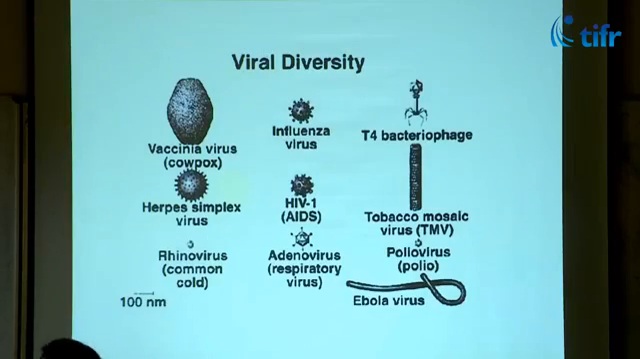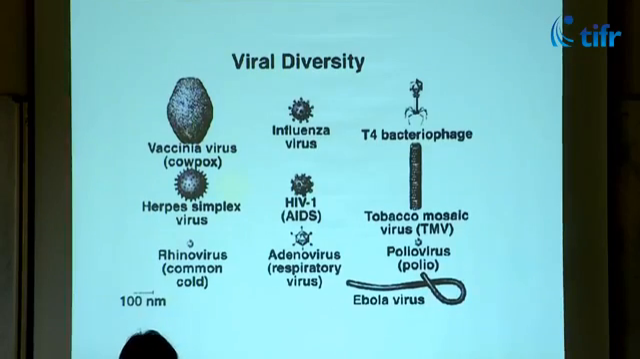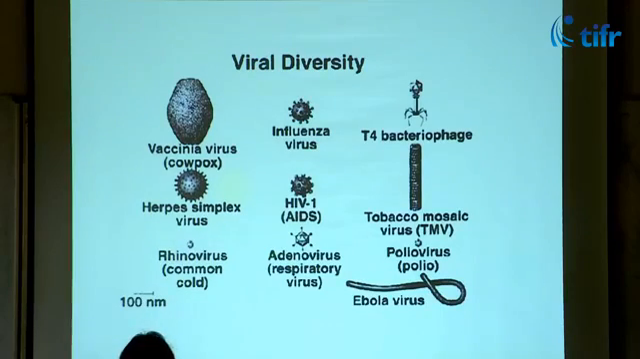So viral diversity. Now we will go on to what viruses can be like. So this is a very interesting virus. This is the first virus that was used as a vaccine for smallpox. Then this is something you've all had: influenza, rhinovirus, common cold, respiratory viruses. This is something we've all had. And this is a very special virus, which infects bacteria. This is called a bacteriophage. And this is the famous Ebola virus.